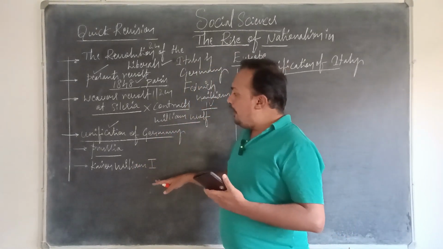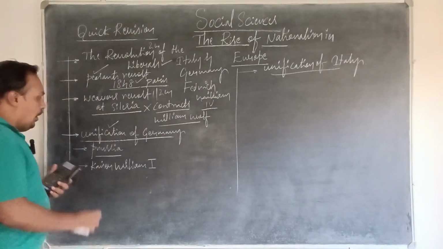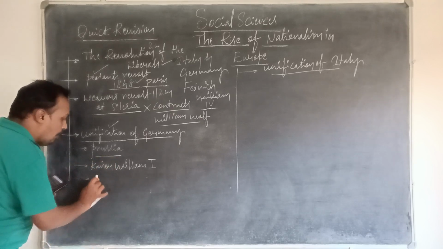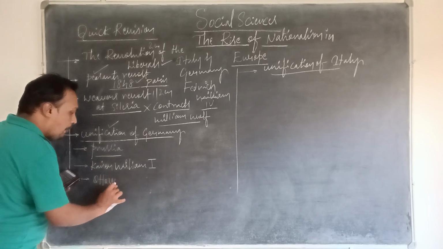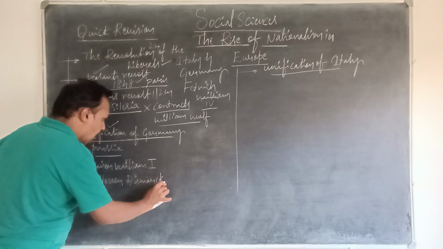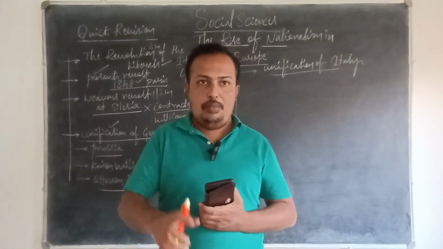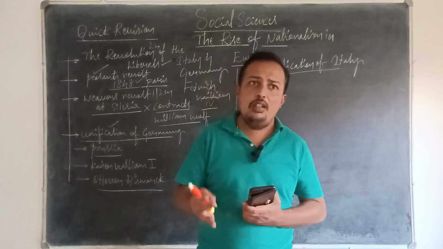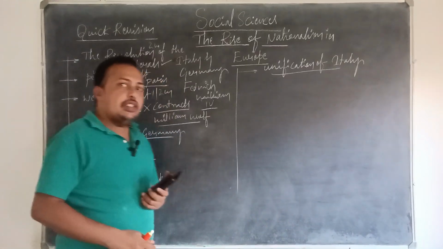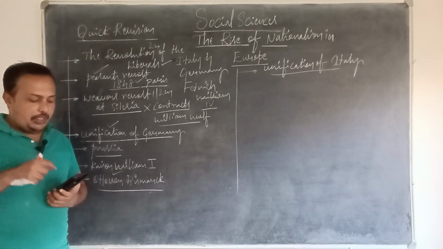So Kaiser William the First had a chief minister, very important, who played a very key role in the unification of Germany. Who was the chief minister of Kaiser William the First? It was Otto Bismarck. Otto Bismarck took the initiative to unify Germany with the help of German bureaucracy and military. So with the help of military and bureaucracy, Otto Bismarck took the initiative to unify Germany.